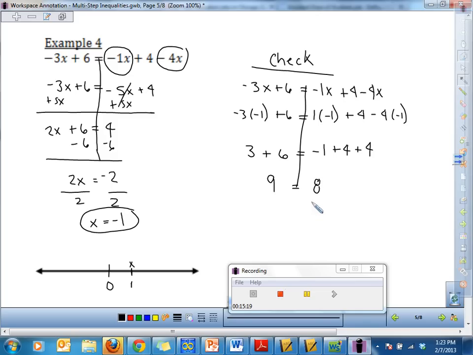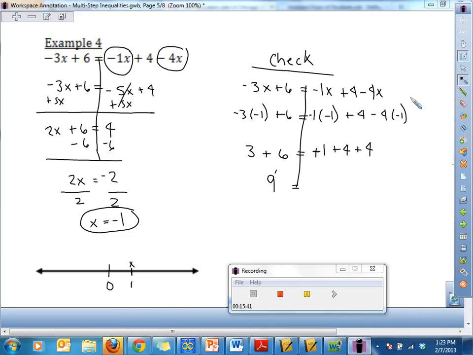Uh-oh. I must have done something wrong. This is why we check our solutions. Let's just go back through our check and see if we made a mistake. Okay, this was a negative 1 times, oh, right here. I forgot to bring the negative down here. Negative 1 times negative 1 gives me a positive 1. So let's reevaluate this. 1 plus 4 is 5, plus 4 is 9. So my check works. It's really important that you check your solution because just like right now, we could have made a mistake.